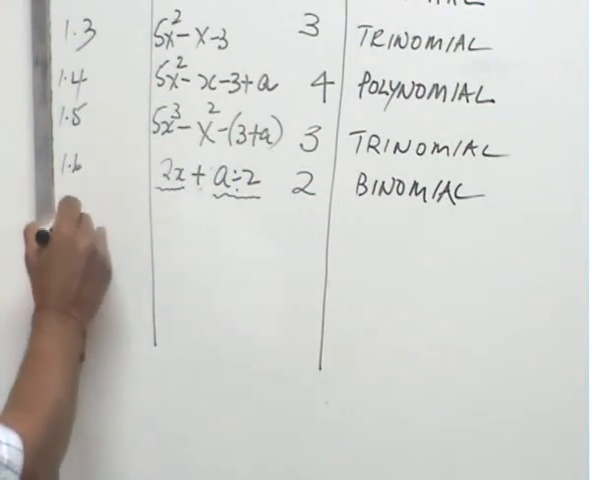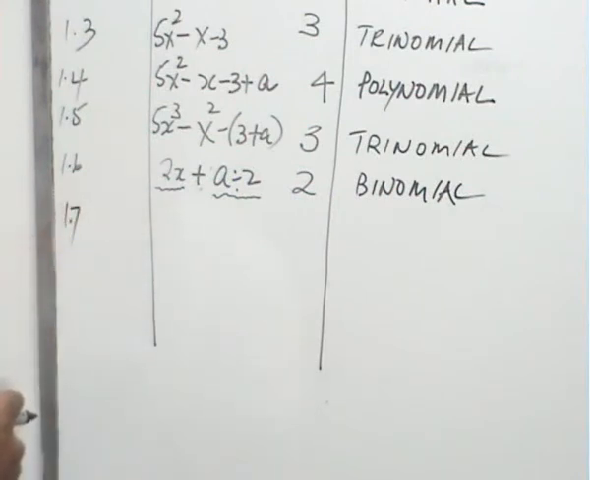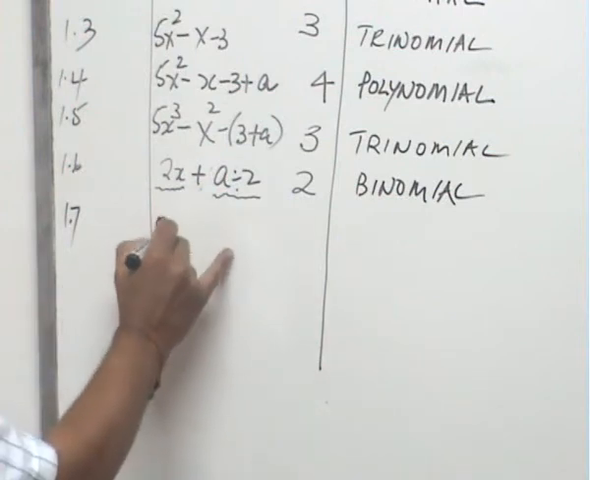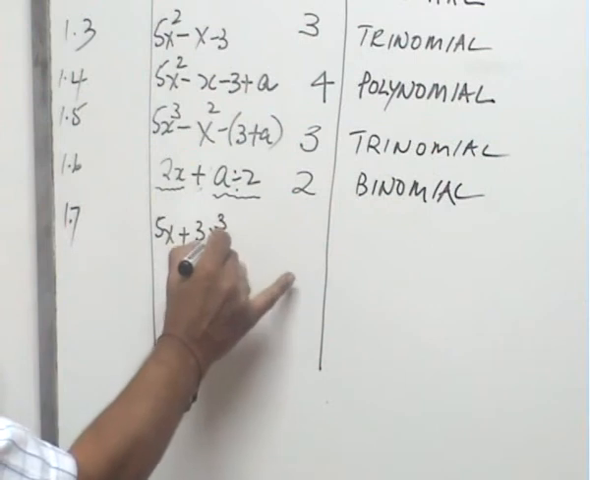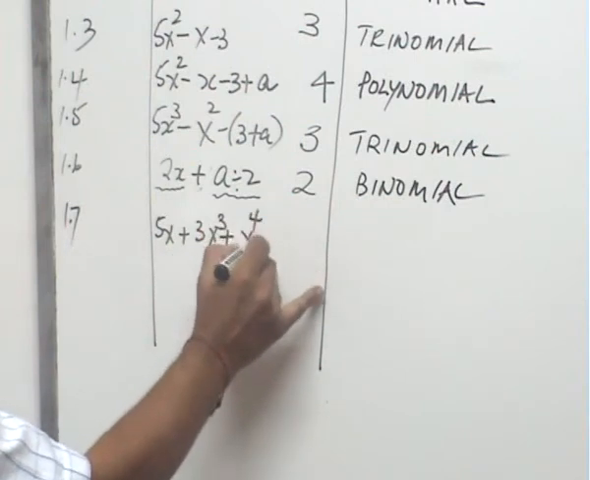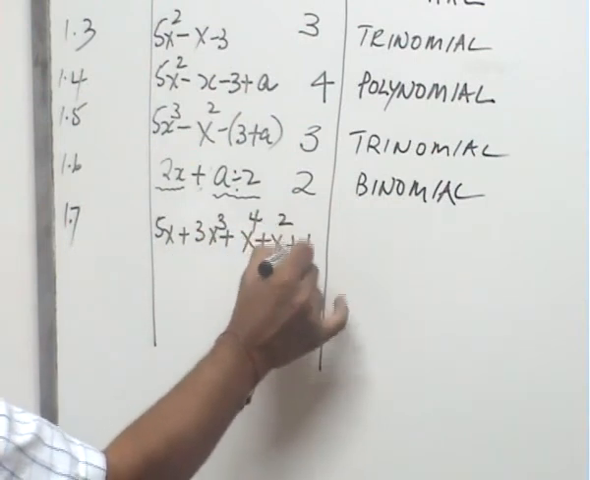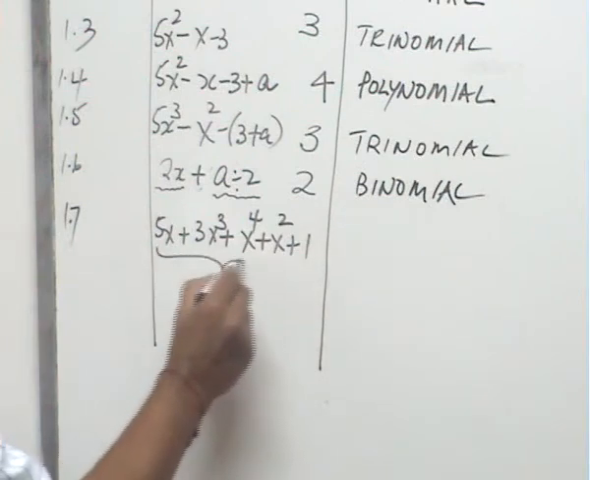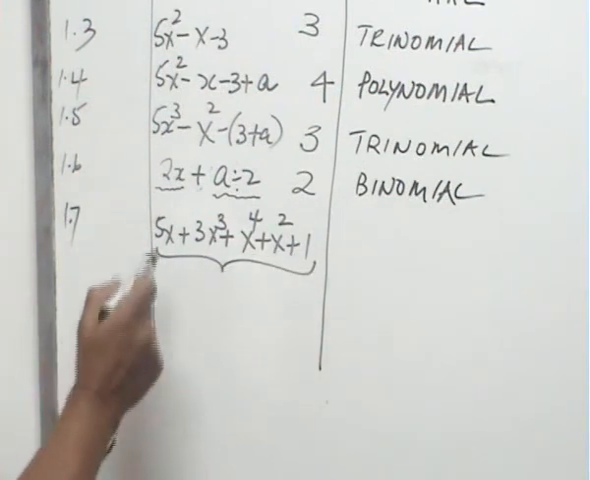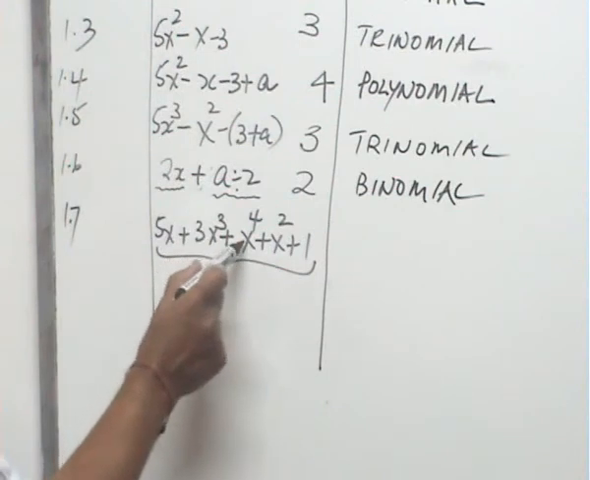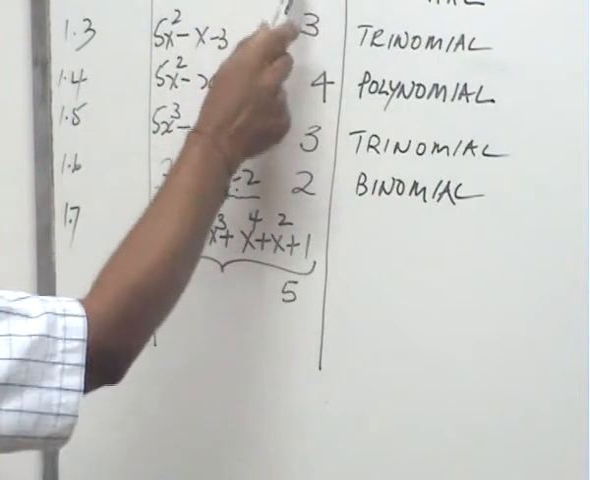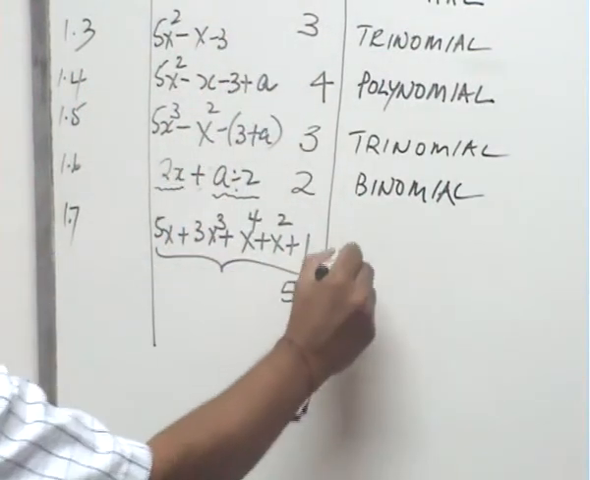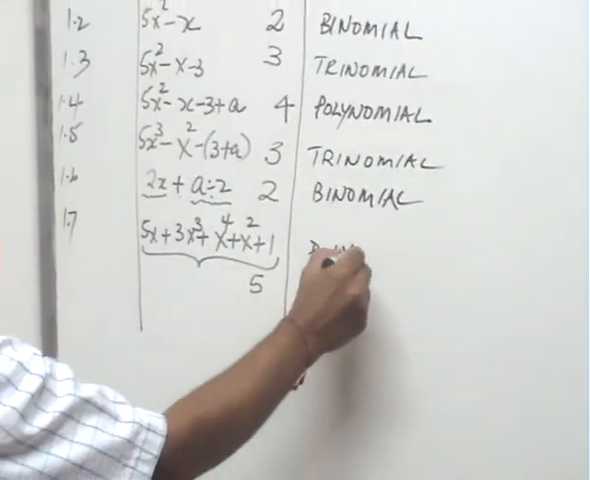1.7, you've got 5x plus 3x cubed plus x to the 4 plus x squared plus 1. So the number of terms here is 1, 2, 3, 4, 5 terms. Now we only got special names for 1, 2 and 3. So if it's 5 terms, I'll have to call it polynomial.